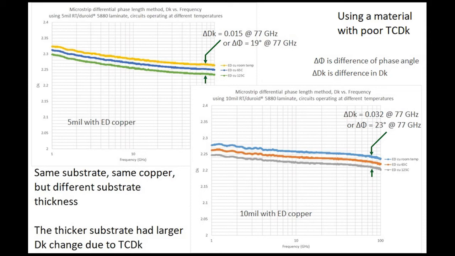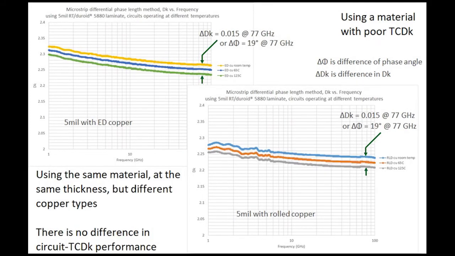What's interesting is the chart to the left, upper left, is for a 5 mil thick substrate. The chart on the bottom right is for a 10 mil thick substrate, and you can in fact see differences between the thin and the thick circuit, where the thicker circuit is more impacted by the change in temperature than the thinner circuit. So it does verify that a thicker circuit, which is dominated by dielectric effects, is affected by the TCDk more than a thinner circuit.